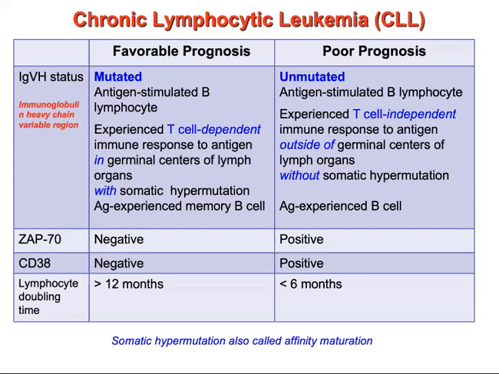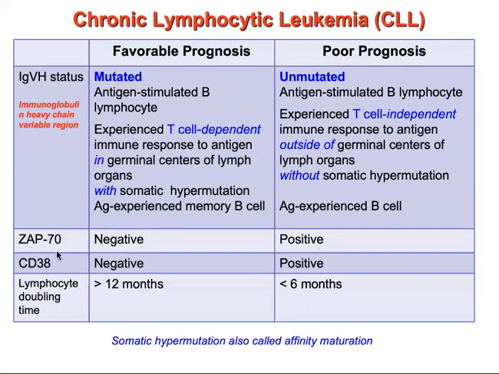Okay, so patients with unmutated immunoglobulin heavy chain variable region have a more aggressive form of CLL, and then patients with mutated have a less aggressive form.